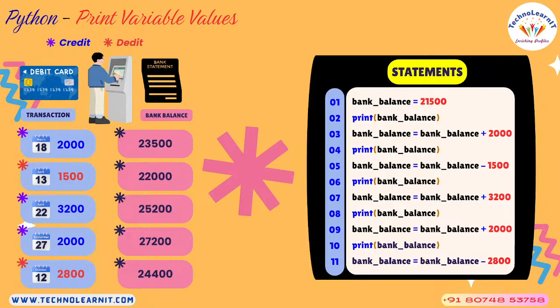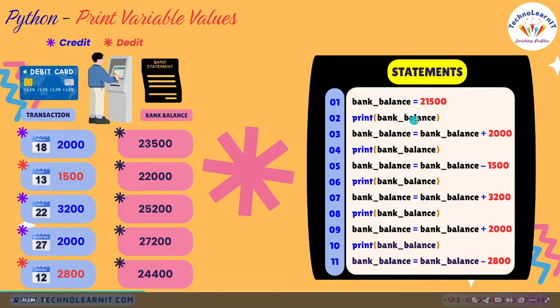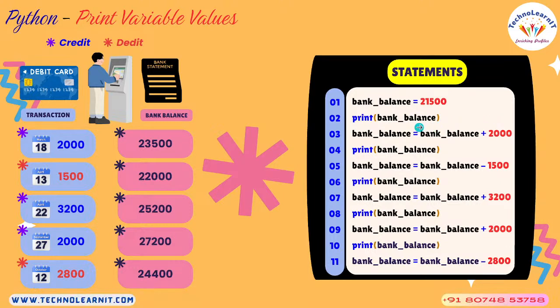Okay, so you started a variable with a value of 21,500. After that, you have printed the value of the variable here in the second statement, which produces 21,500 as output. In the third statement, you have considered the current value of bank balance, which is 21,500.